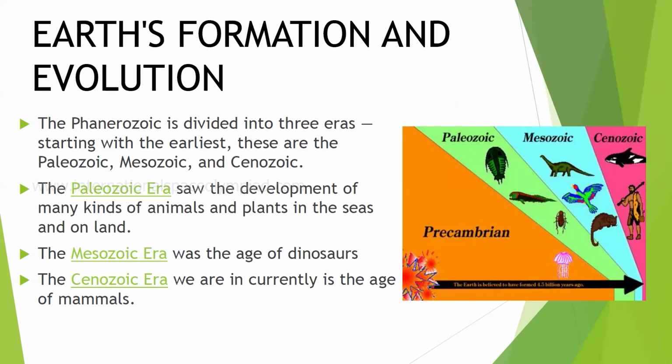The Paleozoic era, so the development of many kinds of animals and plants in the seas and the land. Then there was the Mesozoic era. It was the age of dinosaurs. In the Cenozoic era, which is the current era, it is the age of mammals.